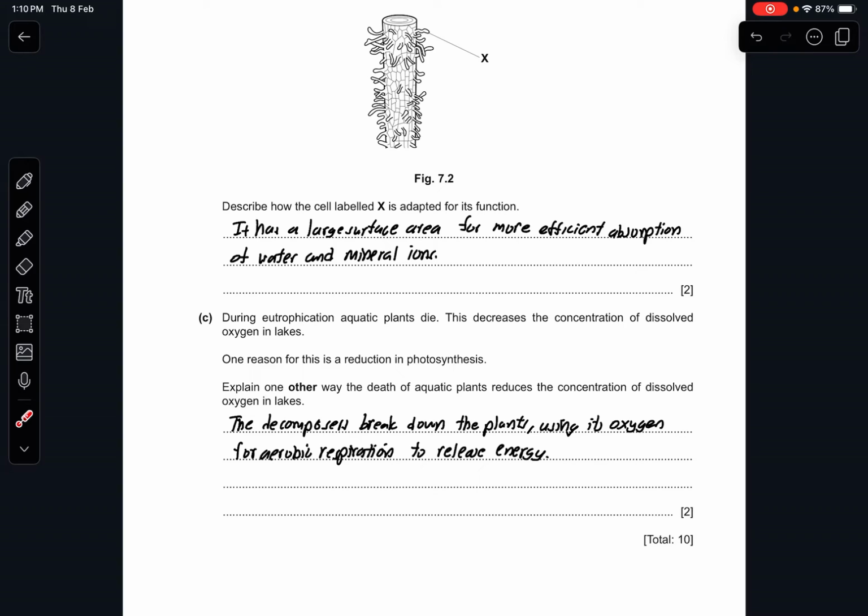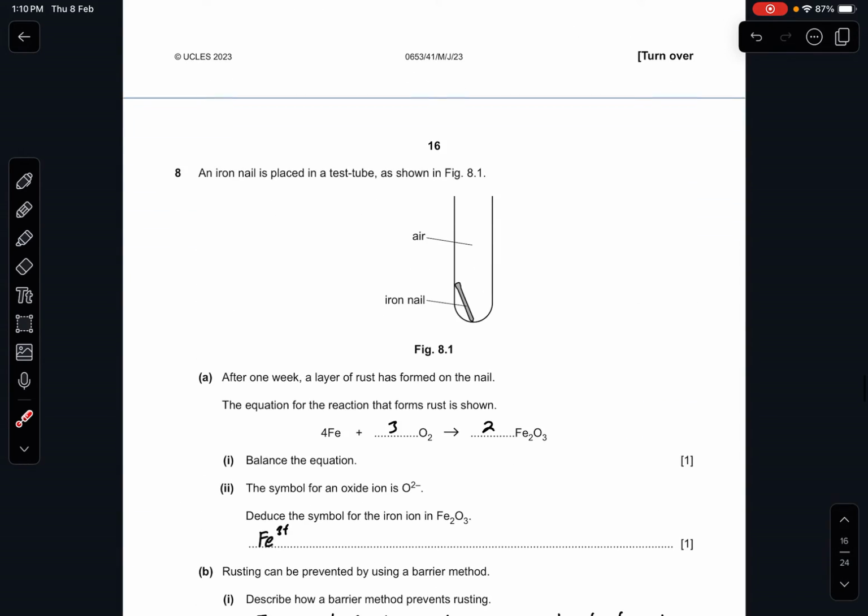This decreases the concentration of dissolved oxygen in lakes. One reason for this is the reduction in photosynthesis. Explain one other way the death of the aquatic plants reduces the concentration of dissolved oxygen in lakes. So the decomposers will break down the plants using oxygen from the surrounding, of course, for aerobic respiration to release energy to help break down the plants.